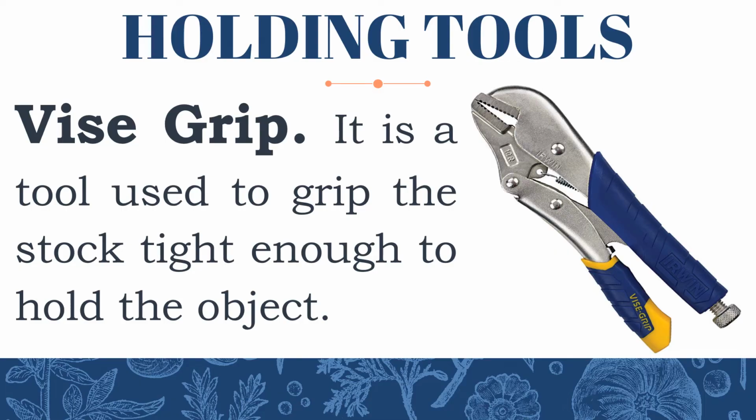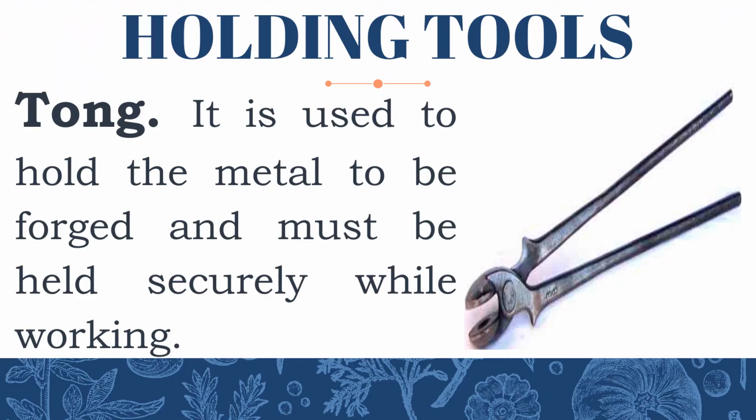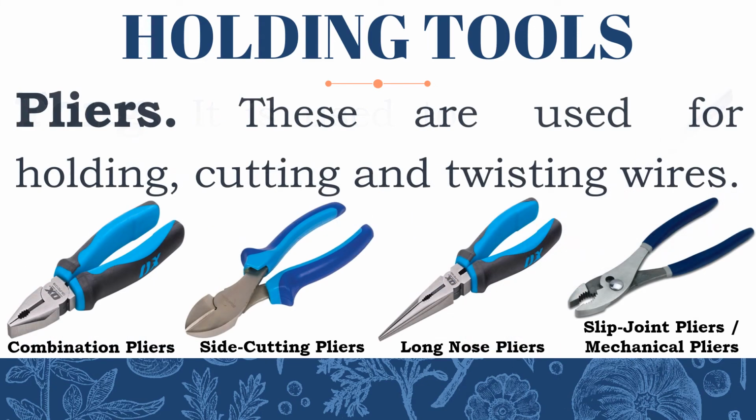Another holding tool is the vise grip. It is a tool used to grip the stock tight enough to hold the object. A tong is also a holding tool. It is used to hold the metal to be forged and must be held securely while working.